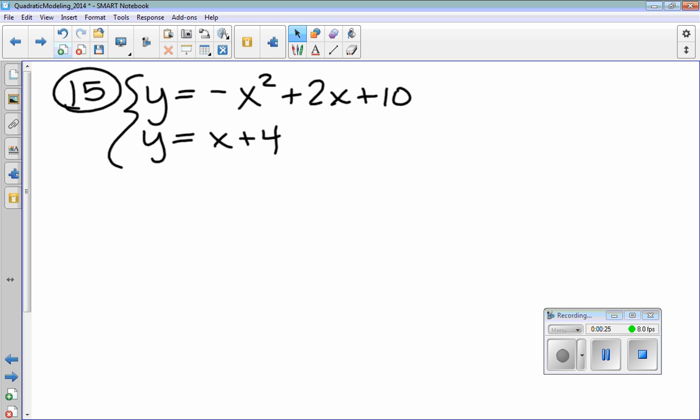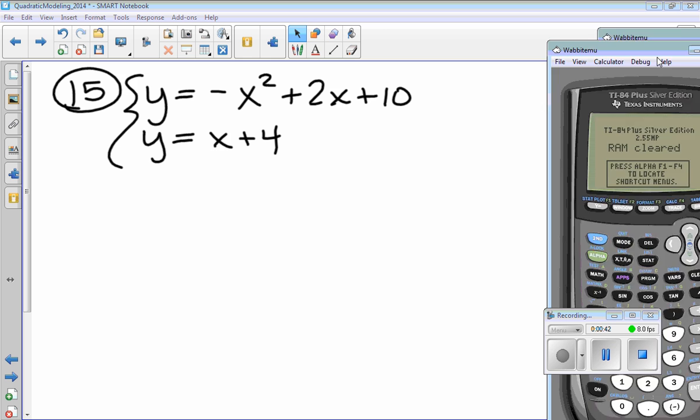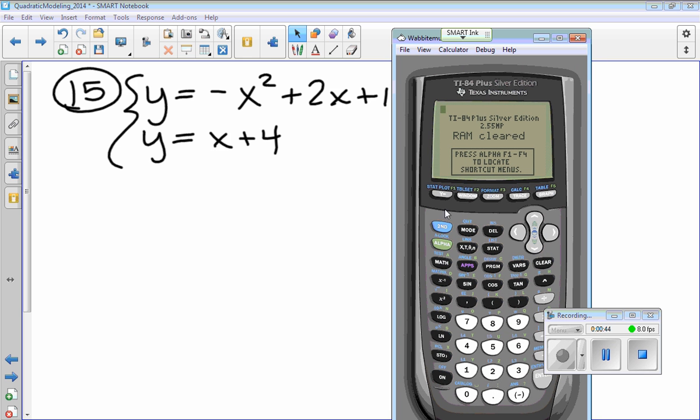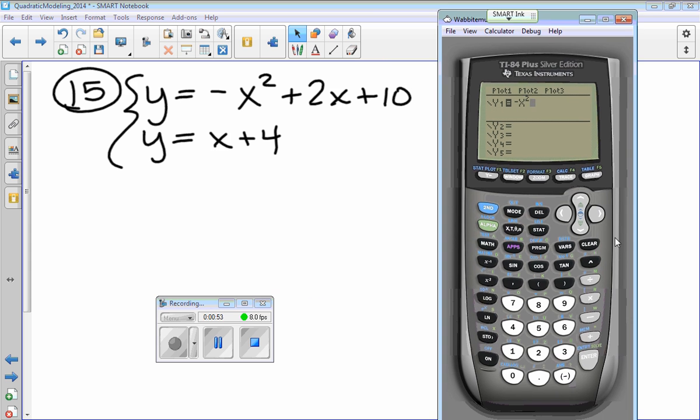So go ahead and plug this into your calculator. Let's graph it. Let's make sure we know how to graph it. We see an upside down parabola as our first graph, and I see a line as our second graph. So we'll go ahead and plug this up. Let me get my calculator up here. There we go. And we're going to go ahead and plug in negative x squared plus 2x plus 10. And then if we go to the second one, I see x plus 4. All right. We'll go ahead and hit graph.